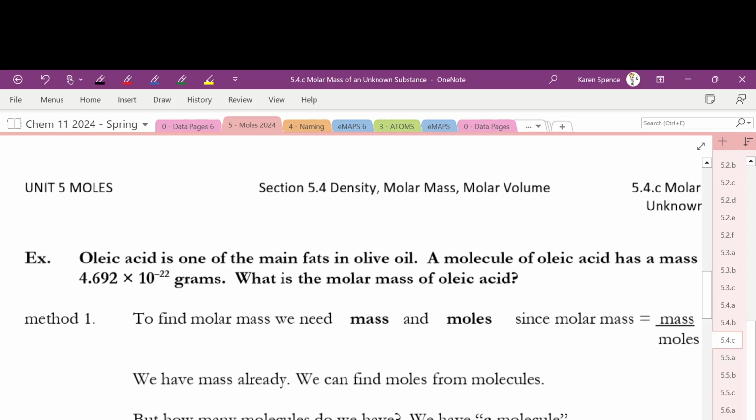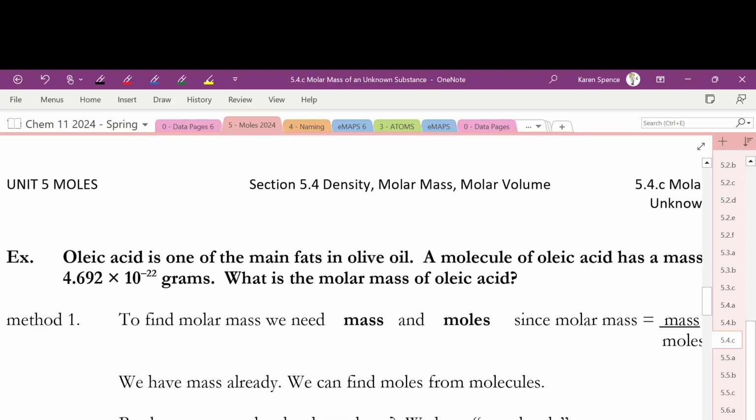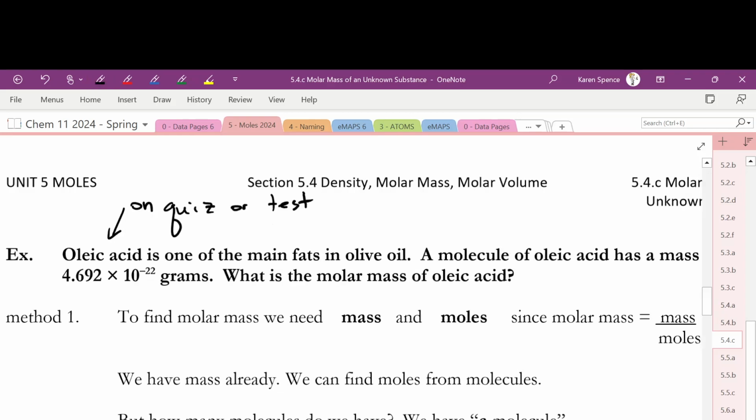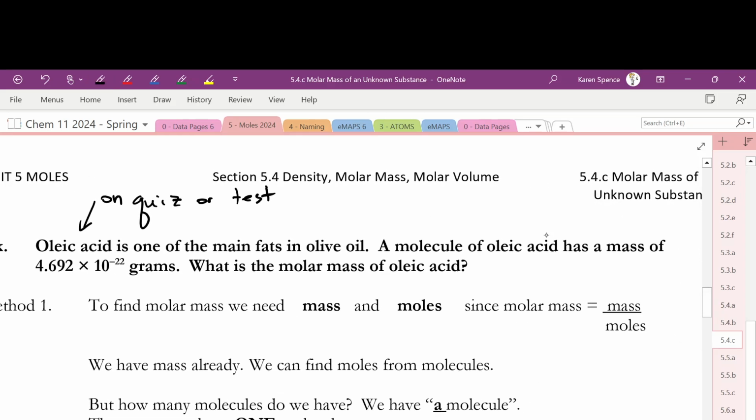I guarantee you, you will get a question like this either on a quiz or a test. And the reason is, I want to know if you can use your knowledge of the English language to help you solve a problem. So let's read our first sentence. Oleic acid is one of the main fats in olive oil. Do we care? No, we don't care. We're just going to cross that out because we don't care.